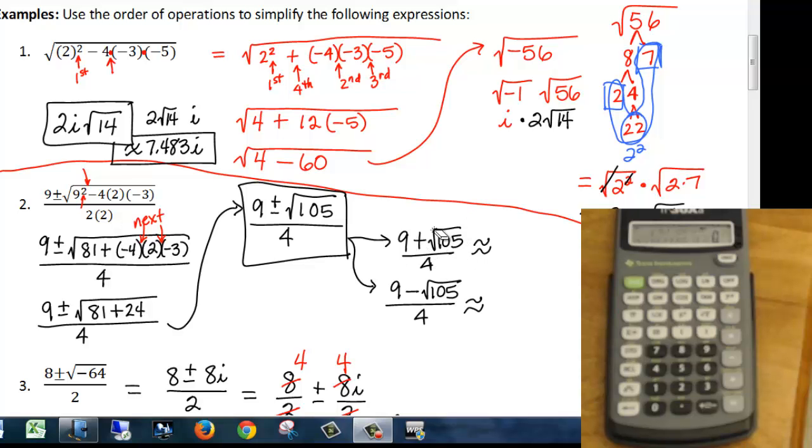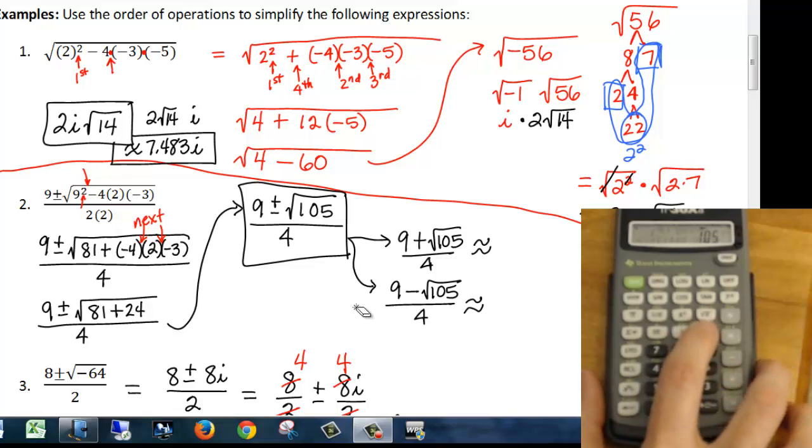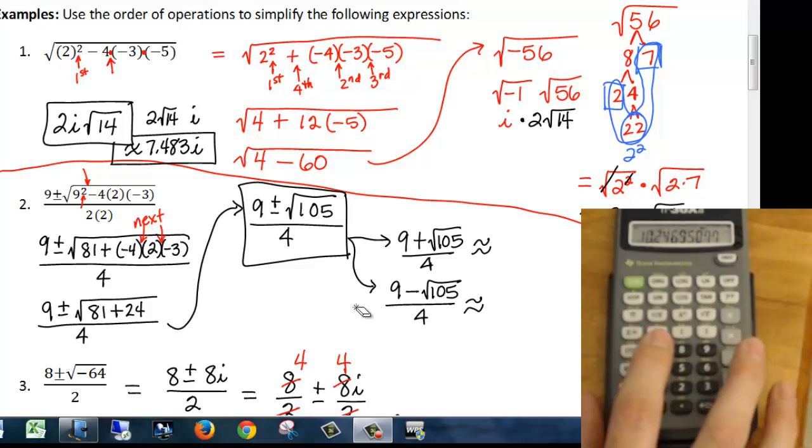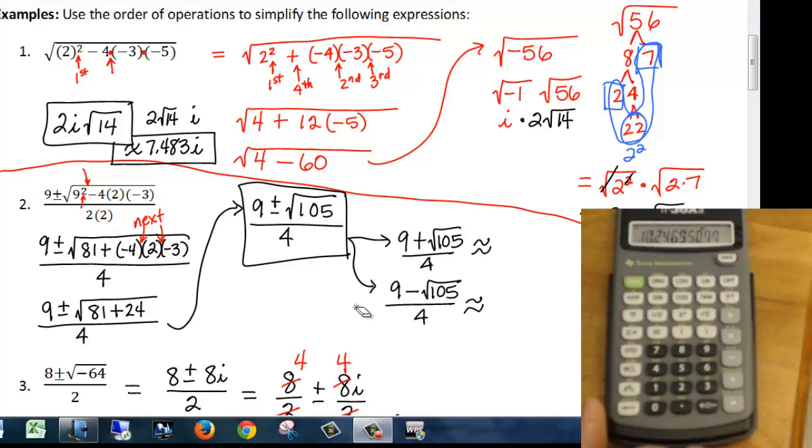And I'm going to have to use the square root of 105 in both problems here, so I'm going to show you how to store that on your calculator so you don't have to recalculate it. First thing I want to do is type in the 105 and then push the square root button, which is right there. And then this is the number I want to use in two different calculations, so I want to store it.